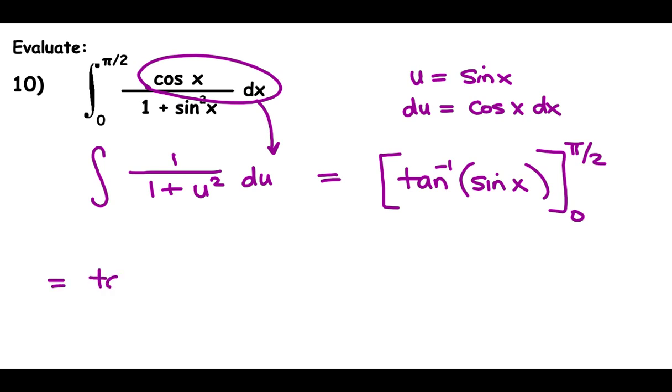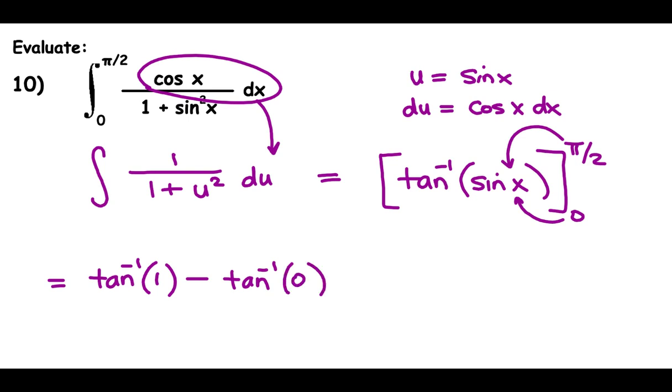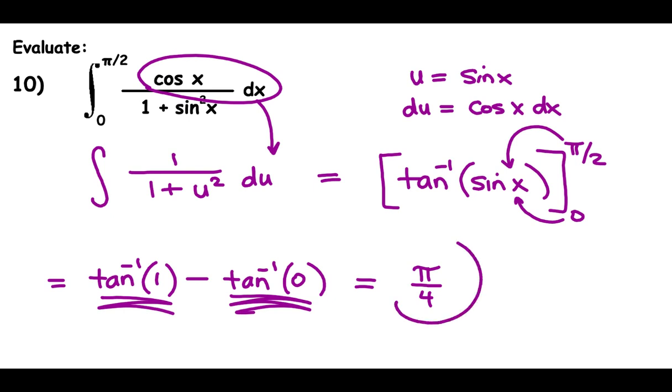So we start off with the arctan of, okay, sine of pi over 2, sine of 90 degrees, that's going to be 1, minus the arctan of sine of 0 is just 0. Okay, tangent of what is 1? Well, that's 45 degrees, or pi over 4. Tangent of what is 0? Well, just 0. I'm not even going to write that. Pi over 4 minus 0 is simply pi over 4. And we're simply finished with this section. All right.